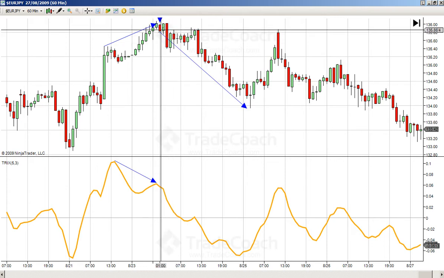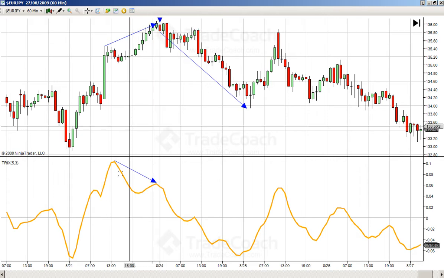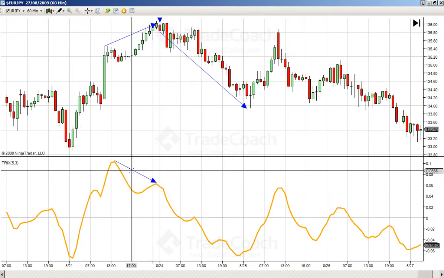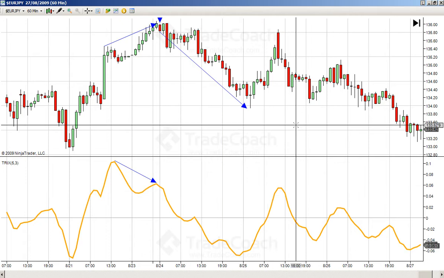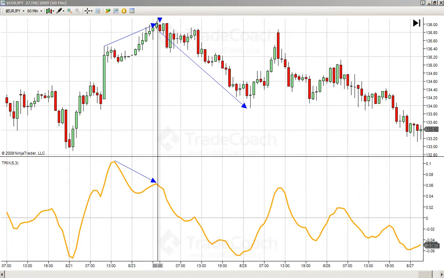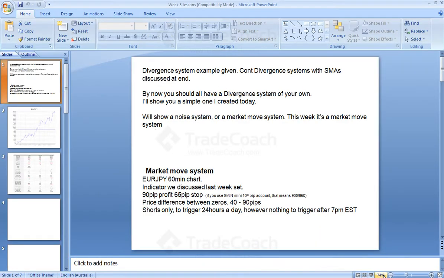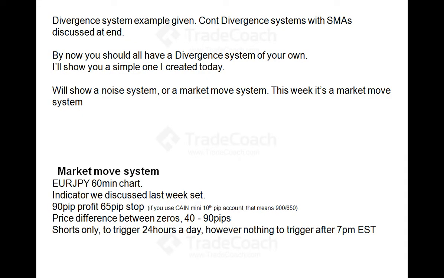And that one is occurring at 1. That's on the Euro Japan. That's on the hourly. And we've got the TRIX down the bottom. I've turned it on in orange. I'll quickly show you my system. Each week I show you one I built. I built this one today out of interest.